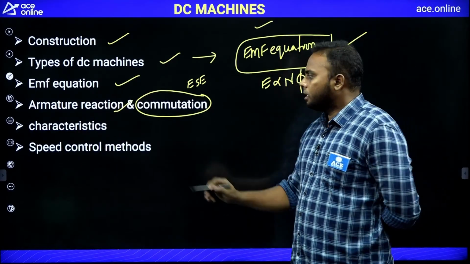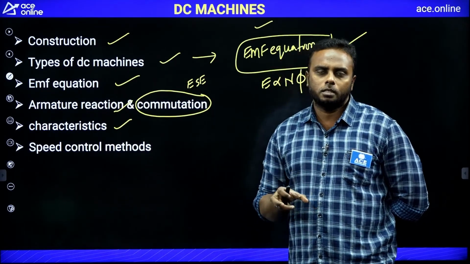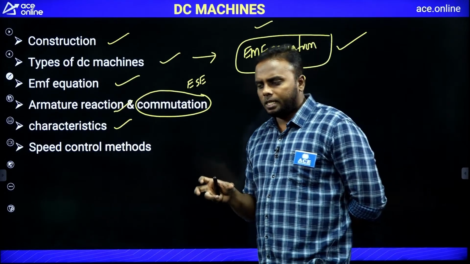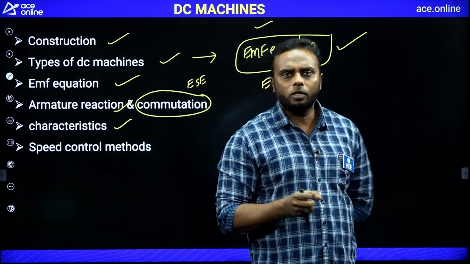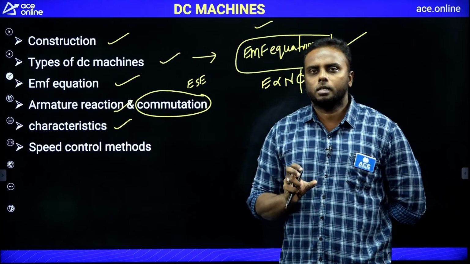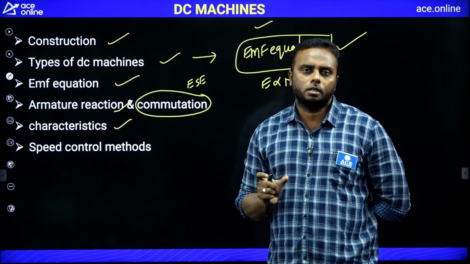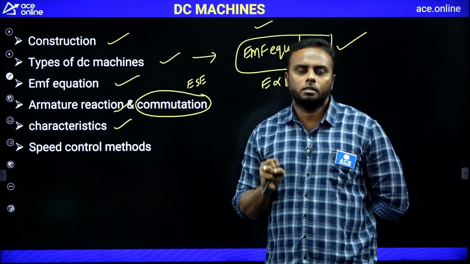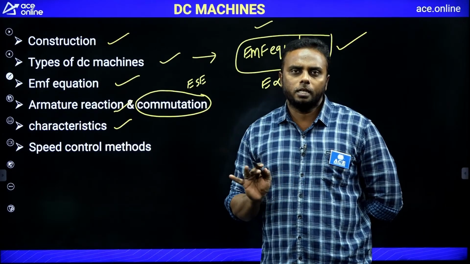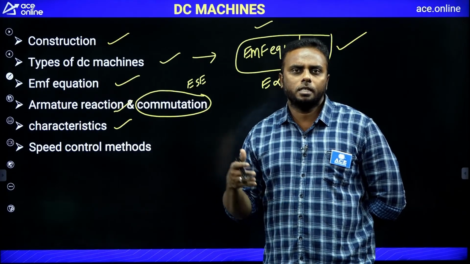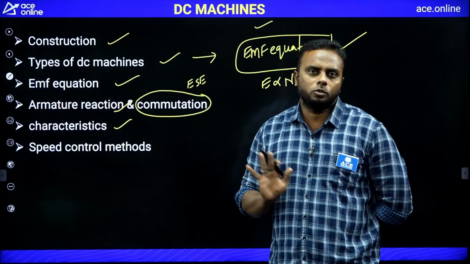characteristics and then speed control methods. Again, generator characteristics and motor characteristics you should go through. In both generator and motor, there are three important characteristics. Mainly shunt generator and series generator questions are there: shunt generator characteristics, series generator, and compound generators. Similarly in motor also: shunt, series, and compound motor characteristics. Separately we need not draw the separately excited generator, which is almost the same as the shunt generator, or the separately excited motor, almost the same as the shunt motor.